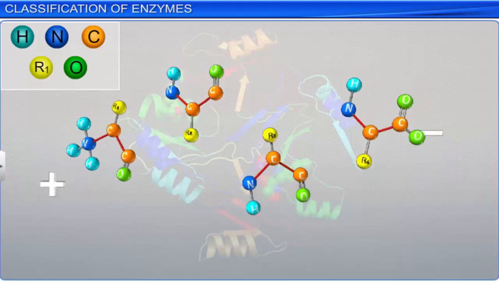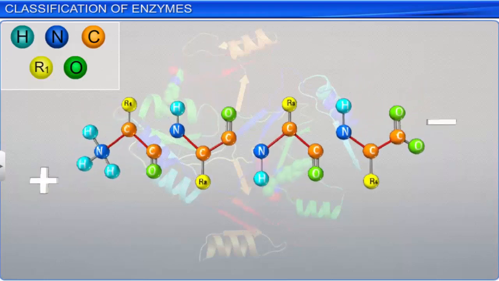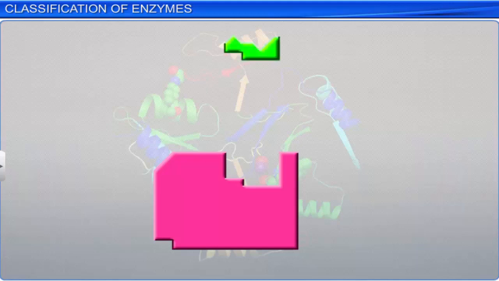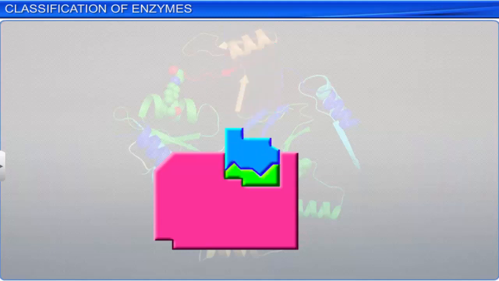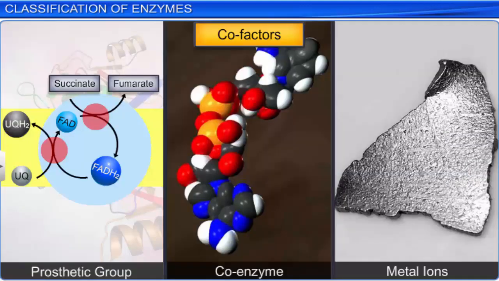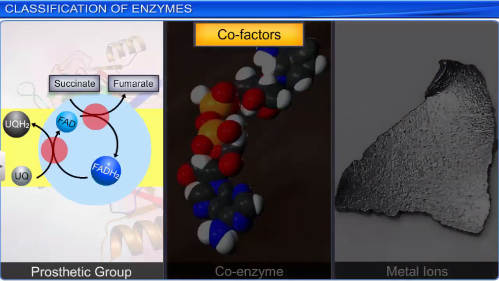As you know, enzymes are three-dimensional protein structures joined by polypeptide chains. However, sometimes non-protein chemical compounds also bind to the enzyme and make it catalytically active. These chemical compounds are called cofactors, while the protein part of such enzymes is known as apoenzyme. There are three kinds of cofactors: prosthetic groups, coenzymes, and metal ions.